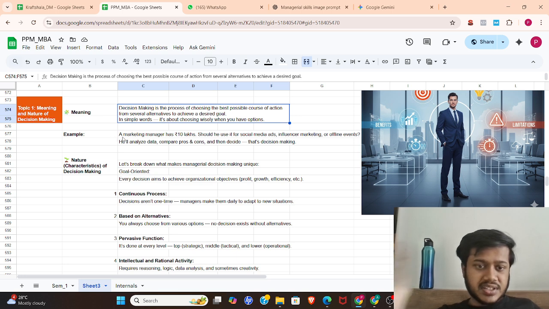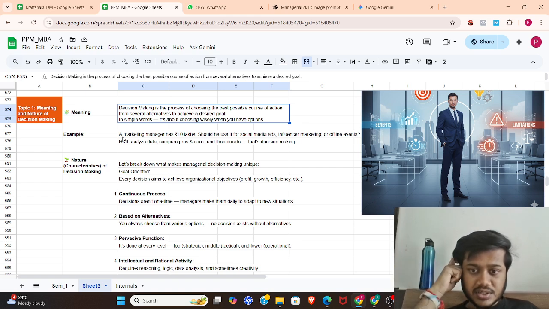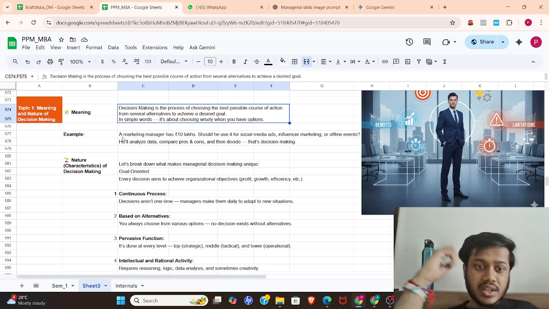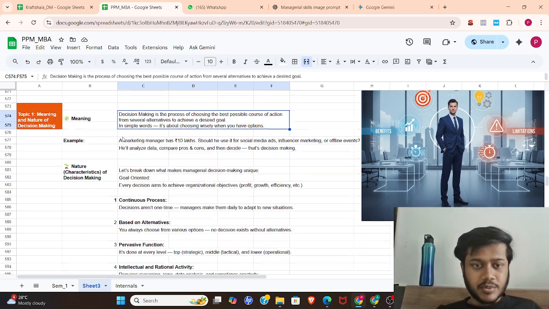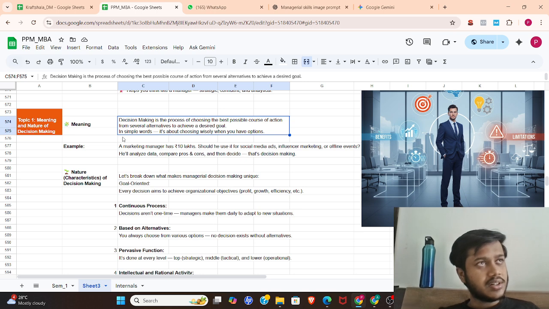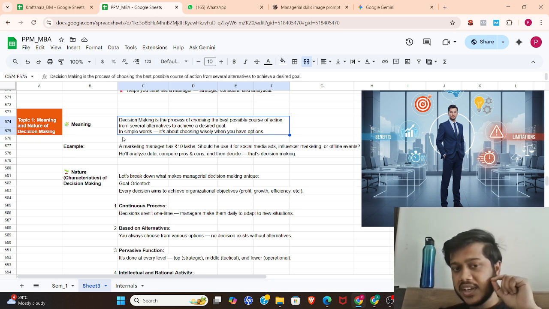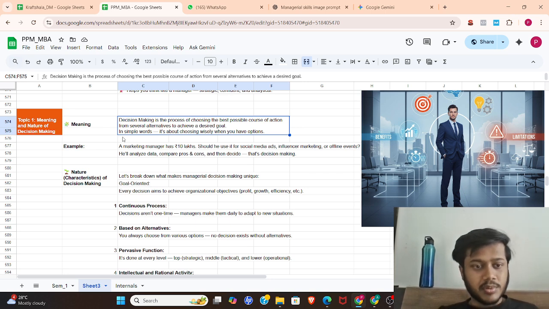Example: a marketing manager has 10 lakhs. Should he use it for social media ads, influencer marketing, or offline ads? He will analyze the data, compare pros and cons, and then decide. That's decision making. Basically, this is very important. It's a core concept before taking any decision. That is what decision making is all about.